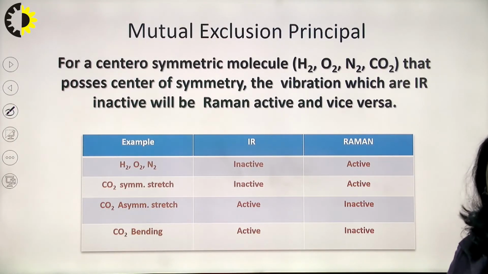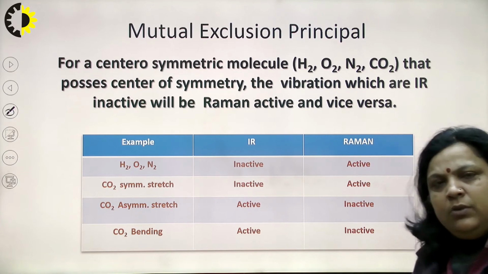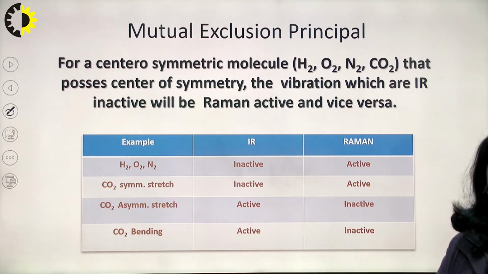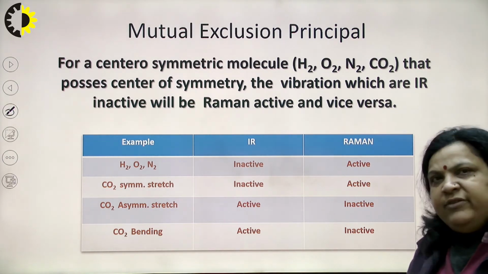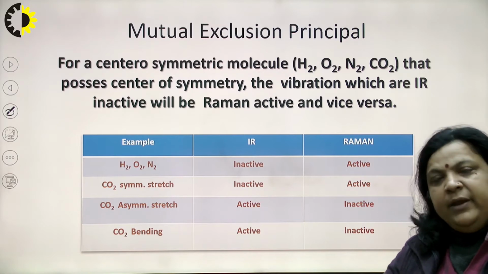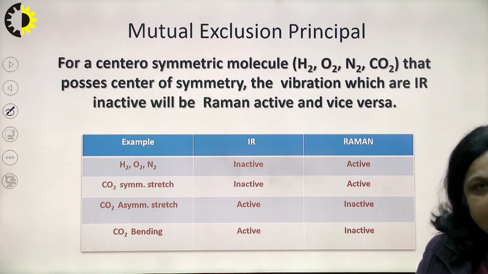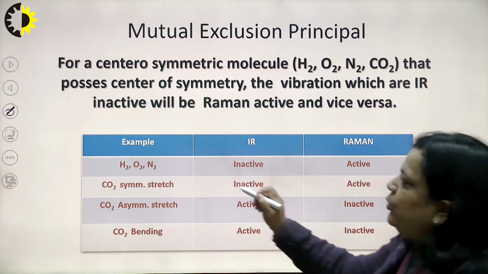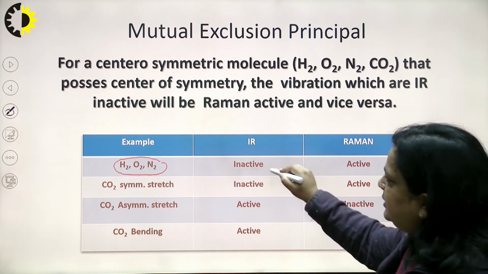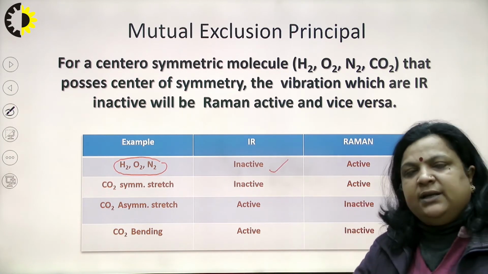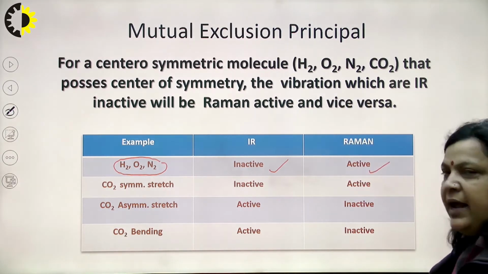Now, the mutual exclusion principle, and this principle is for centrosymmetric molecules, that is, molecules which have a center of symmetry. For centrosymmetric molecules, those vibrations which are Raman active will be IR inactive, or we can say those which are IR active will be Raman inactive. For example, H2, O2, N2, these three molecules have a center of symmetry and we know that they are IR inactive because their dipole moment does not change during vibration. So, as per the mutual exclusion principle, they will be Raman active.